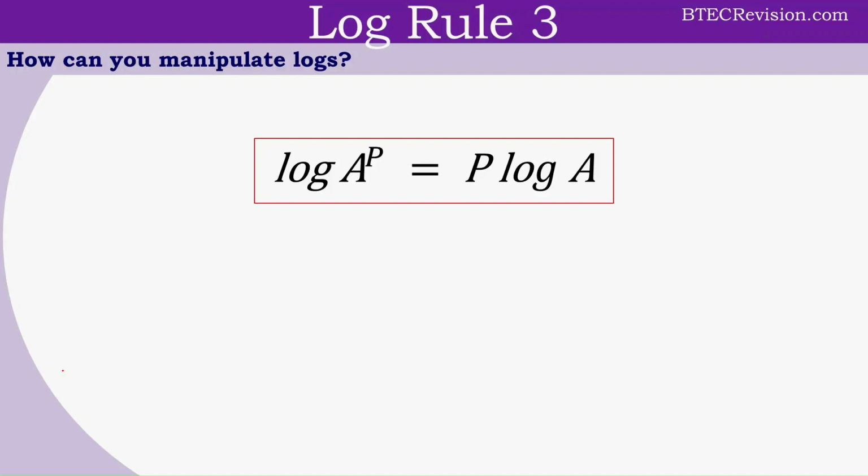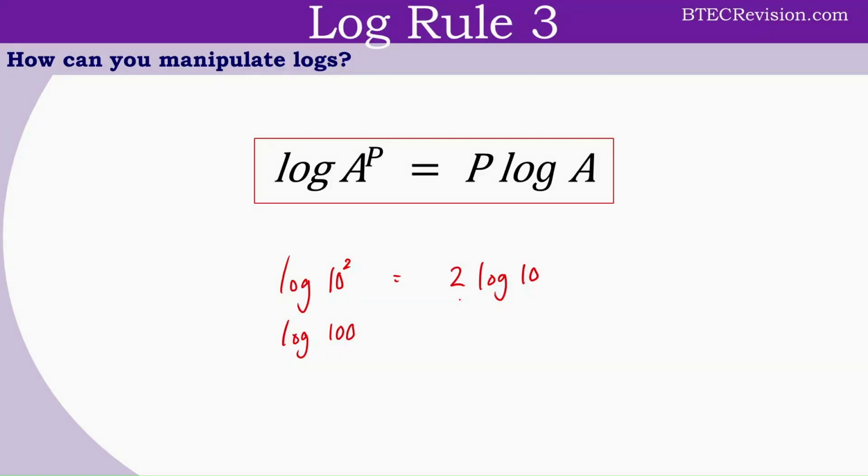Third log rule is log a to the power of p is equal to p multiplied with log a. Let's take, for example, log 10 to the power of 2. We can write that as 2 log 10. We know that 10 squared is 100, so we can write log 10 squared to be equal to log 100. Therefore, log 100 is equal to 2 log 10.